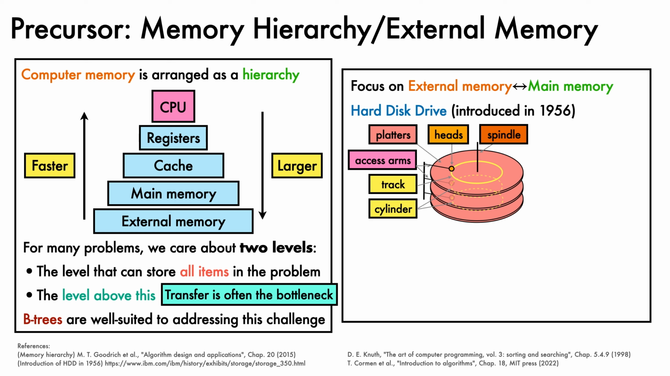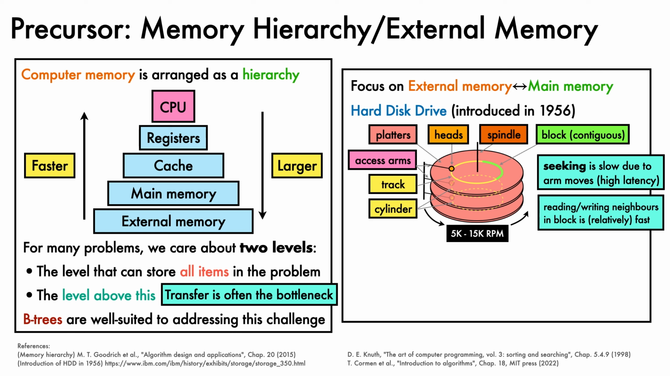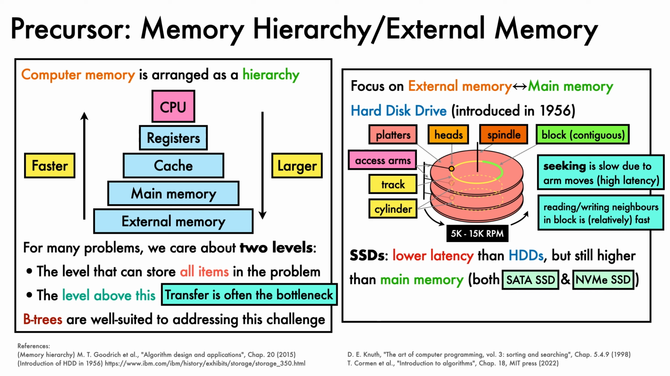The platters for current disk drives typically rotate somewhere between 5,000 and 15,000 RPM. Now, the arm movements are a miracle of modern engineering in terms of their speed, but they are still slow in relative terms, so seeking to a particular piece of data on disk is slow. For this reason, data is typically stored in blocks that occupy contiguous regions of tracks. Once the read-write head is in place, it stays stationary while the platter spins beneath it, and consequently, reading and writing neighbours within a given block is relatively fast. SSDs, which form a growing share of the market, have lower latency than hard disk drives, but still a higher latency than main memory.